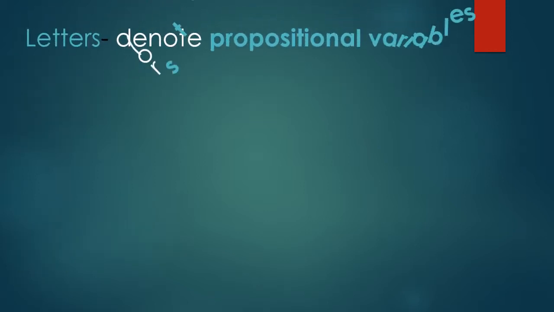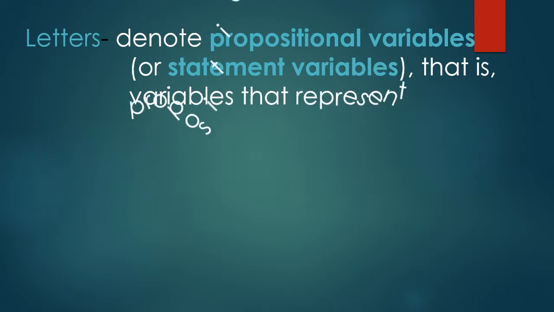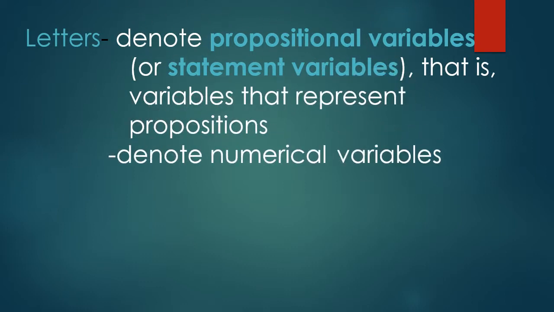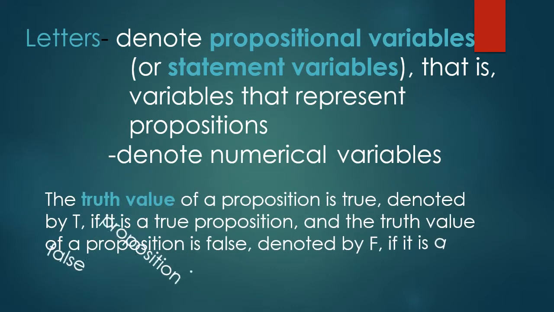We use letters to denote propositional variables, or statement variables, that is, variables that represent propositions, just as letters are used to denote numerical variables. The conventional letters used for propositional variables are P, Q, R, S. The truth value of a proposition is true, denoted by T, if it is a true proposition, and false, denoted by F, if it is a false proposition.